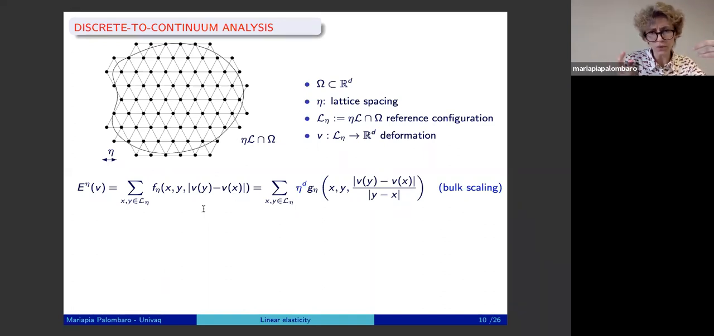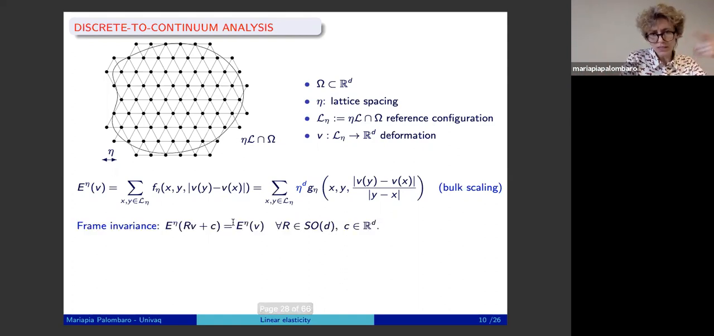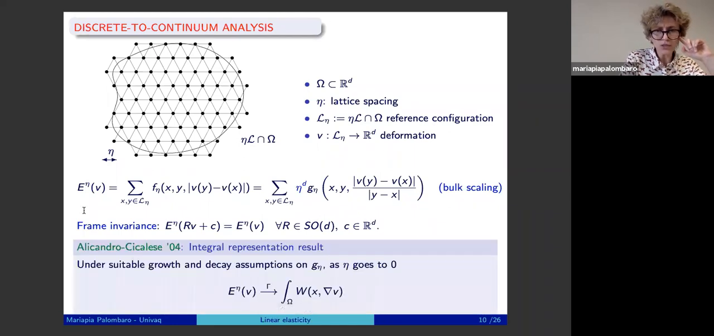in the deformed configuration. By rescaling, one can rewrite this energy in this form, so in terms of the discrete gradient. And this factor here, eta to the d, denotes a bulk scaling. So this is a discrete analog of a volume integral, okay? Of course, this energy is frame invariant because it only depends on the distance between these pairs of atoms.